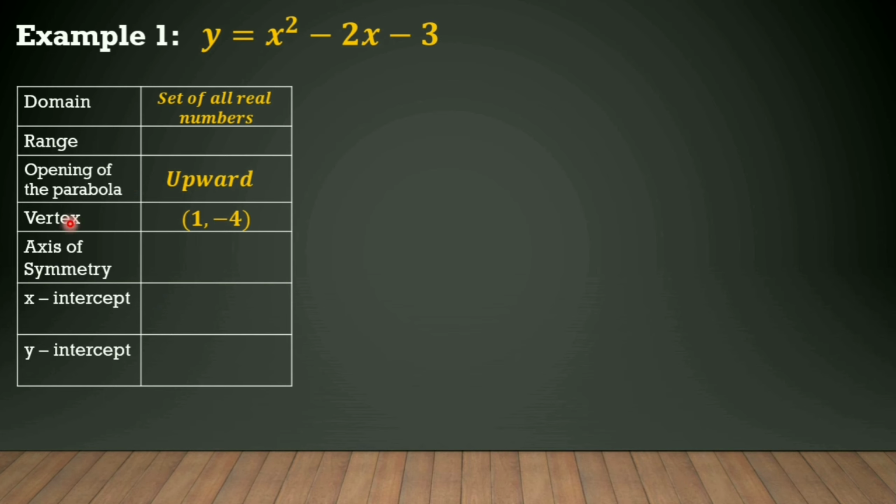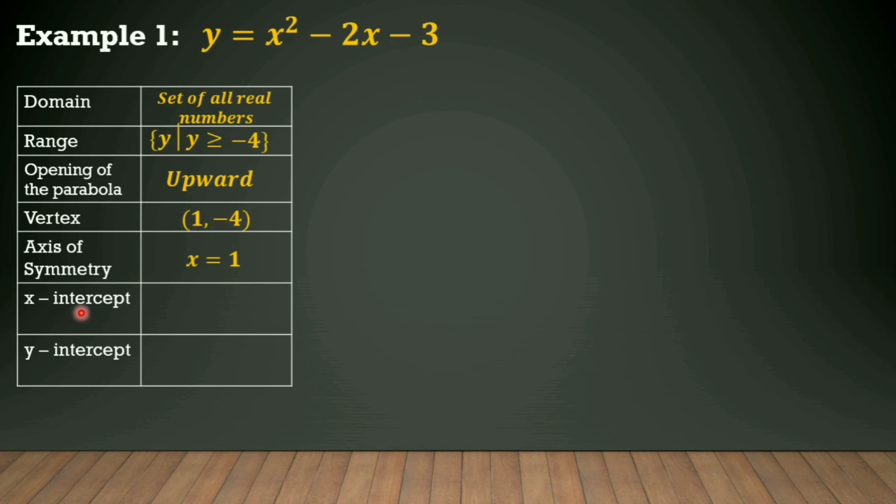Okay, since meron na tayong vertex at alam na rin natin kung anong opening ng parabola, we can now easily identify its range. The range is the set of all y values such that y is greater than or equal to negative 4, because the opening of the parabola is upward, and the value of k sa vertex natin is negative 4. Next is the axis of symmetry. Axis of symmetry is x is equal to 1, kasi yun naman ang h ng vertex natin.